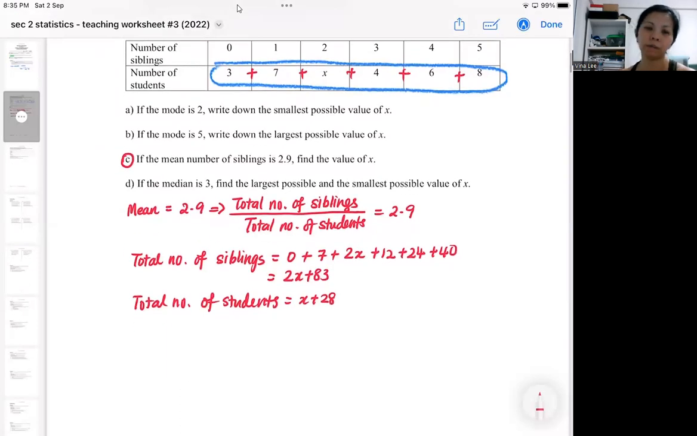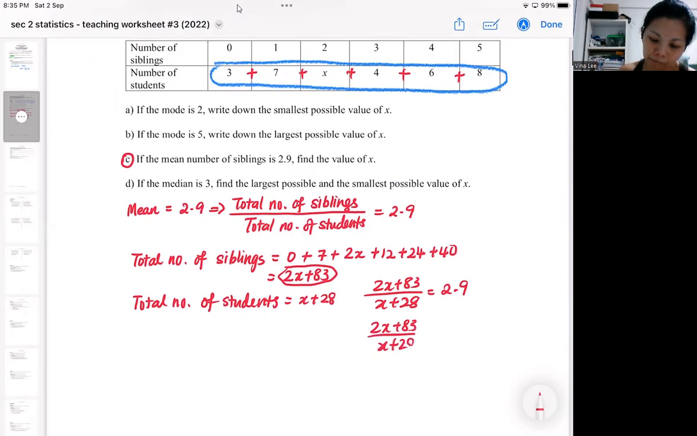According to the definition, the total number of siblings is this, the total number of students is this, and when I divide, I get 2.9. So essentially, you just need to cross multiply. You just do your algebra. I'm quite sure you know how to find your x. Mean is actually one of the easiest to work backwards. If you are given a value of mean, it's quite easy to find the unknown. Later on, there will be another question where we will form simultaneous equations. Here you should be able to get x equal to 2.